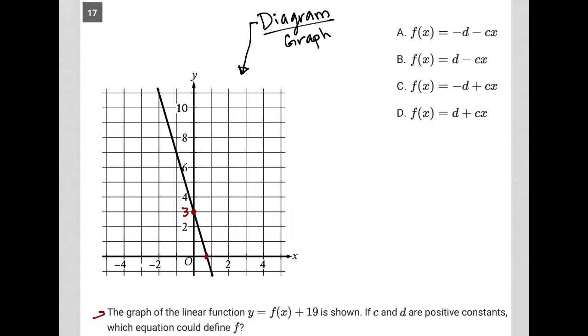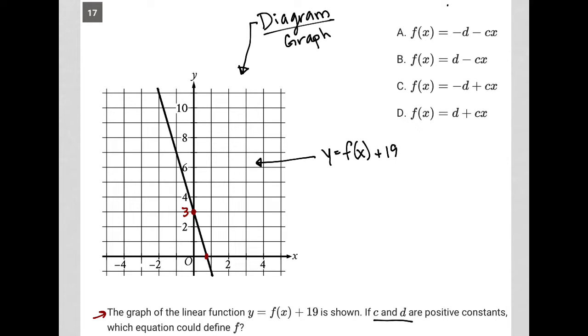The question says the graph of the linear function y equals f of x plus 19 is shown. So, okay, that's a little bit strange, but that's what we're working with. Y equals f of x plus 19 is this graph here that we see. If c and d are positive constants, which equation could define f? Well, what are c and d? We don't know what they are.